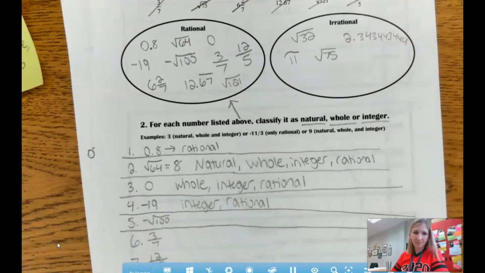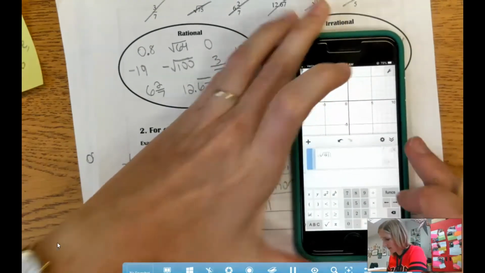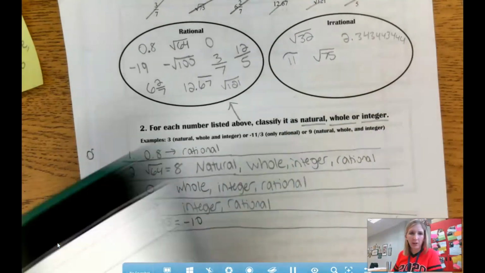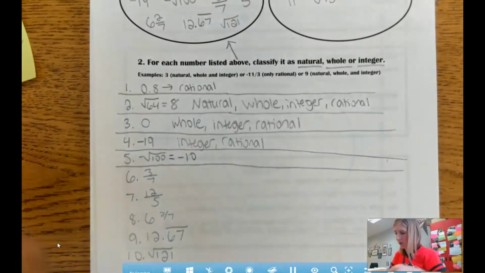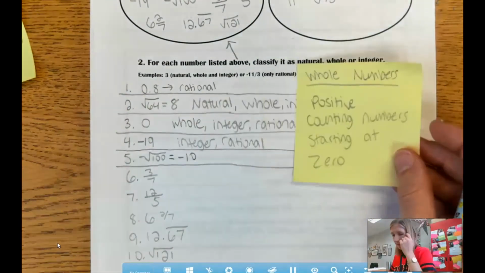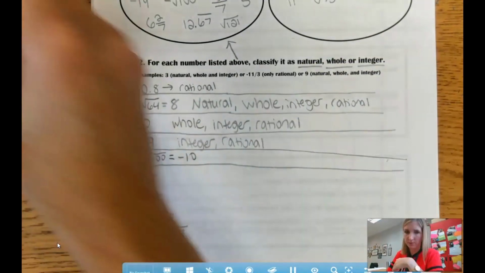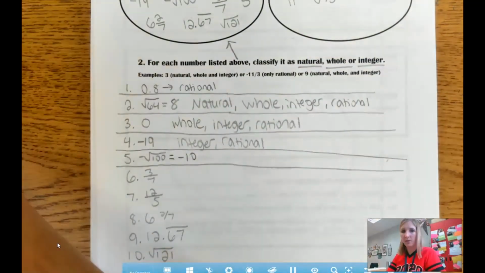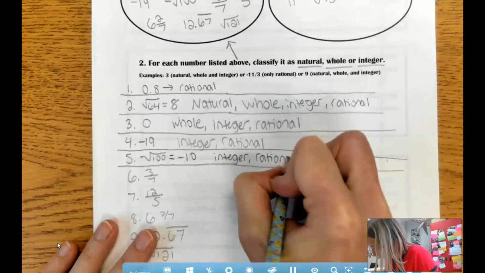All right, let's try the next one. Now, remember, I'm going to simplify this in my calculator so I can better understand it. This is going to be a negative square root of 100, which means negative 10. So now I can look at it better and classify. Is it a natural number, which is a positive counting number starting at 1? Nope, it's negative. Is it a whole number? Positive counting number starting at 0? Nope, it's negative. Is it an integer? Well, it's not a decimal, and it's negative, so yeah, it meets the definition of integer. If something is an integer, it's also rational.